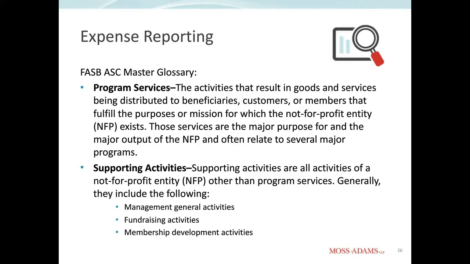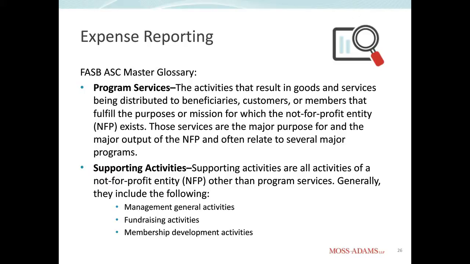So as I mentioned, many of these expenses will need to be allocated. The program services, again, are expenses that relate directly to the major purpose of the organization. Supporting services include things such as management and general activities, fundraising activities, as well as membership development activities. But oftentimes you do have costs that relate to both program services as well as supporting services.